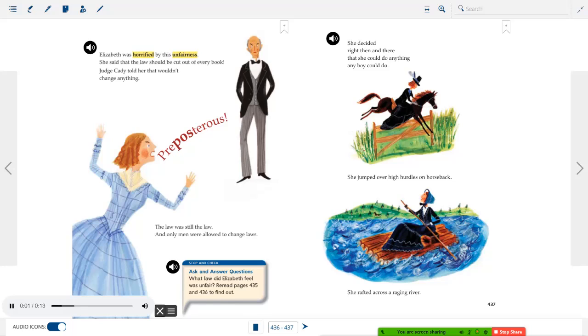Stop and check. Ask and answer questions. What did Elizabeth feel was unfair? Reread pages 435 and 436 to find out.